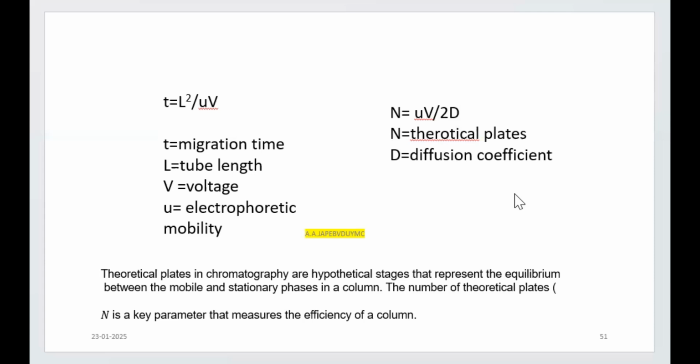But it is important how it influences migration time, analysis time. And when I say how it influences migration, it means how it influences or decides or facilitates good separation. That means high separation efficiency is to be achieved. So use of high voltage is going to be important, that is going to decide the mobility mu, and also it is going to control the diffusion.